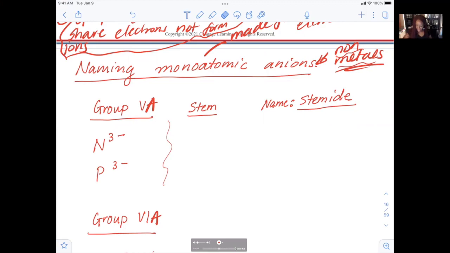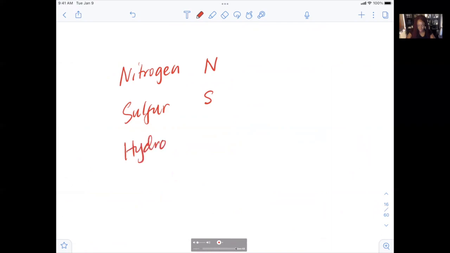Let me take a step back. So, for example, we have nitrogen for the element that has a symbol N. We have sulfur for the element that has a symbol S. We have hydrogen for the element that has a symbol H by itself when it's represented in the diatomic form, H2. And all of these elements have stem names.